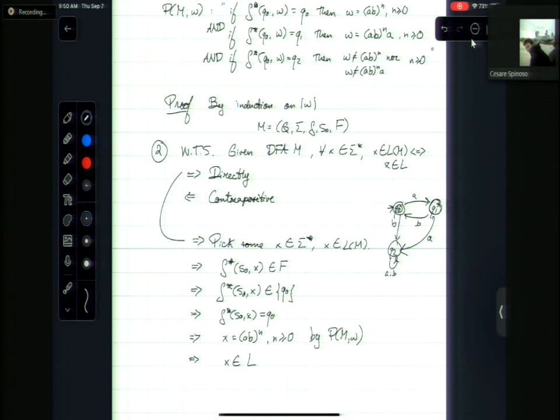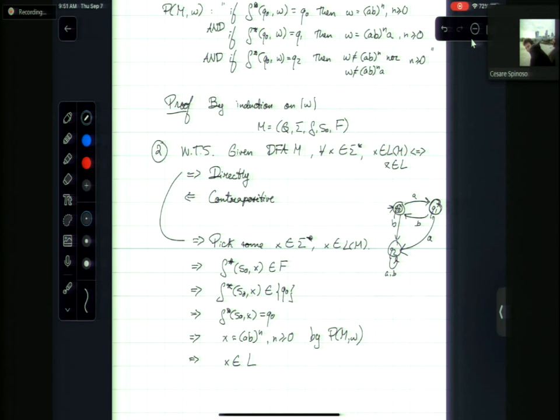Okay? Let me fix that after class. But I'm just saying, you start at the start state and you read the X and then you end in the start state. I'll just make sure the notation is correct when I look at the notes after.